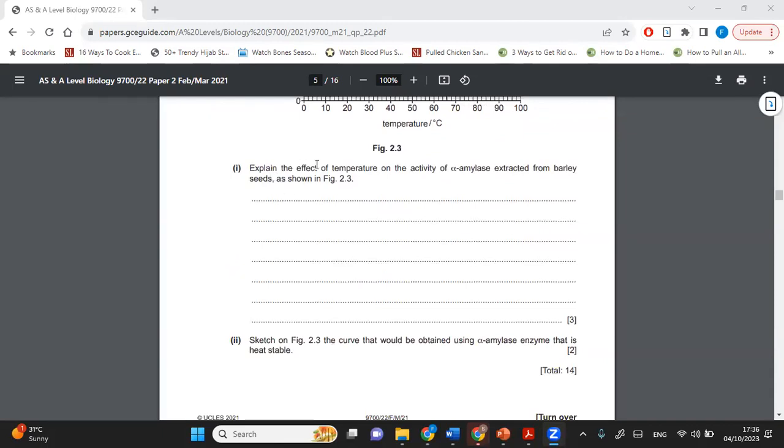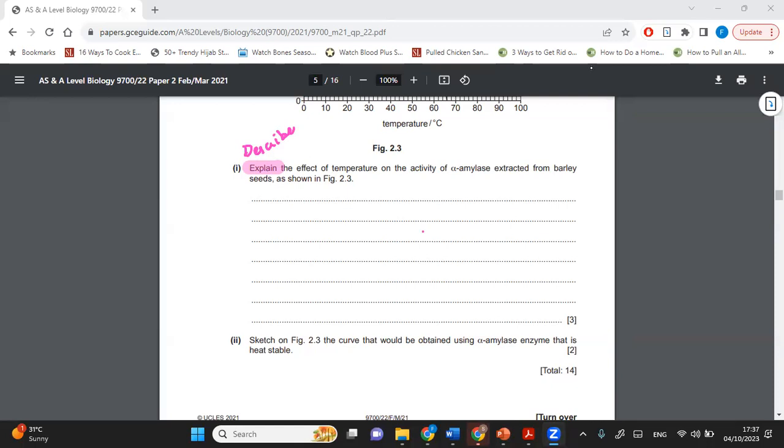The question says, explain the effect of temperature on the activity of alpha amylase extracted from barley seeds as shown in figure 2.3. In these types of questions, you will see two types of terms. They give you a graph, and after that they have written either the term explain or the term describe. If they say describe the effect, that is relatively easier because they just want you to describe the graph.